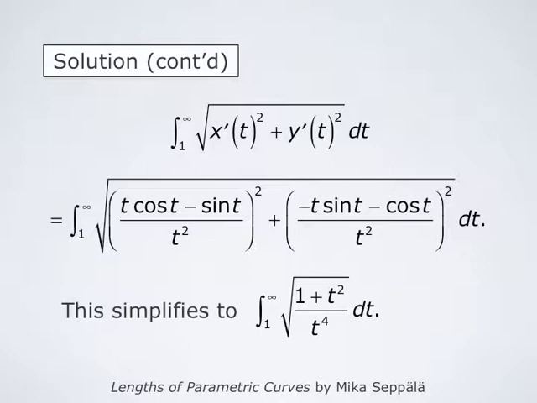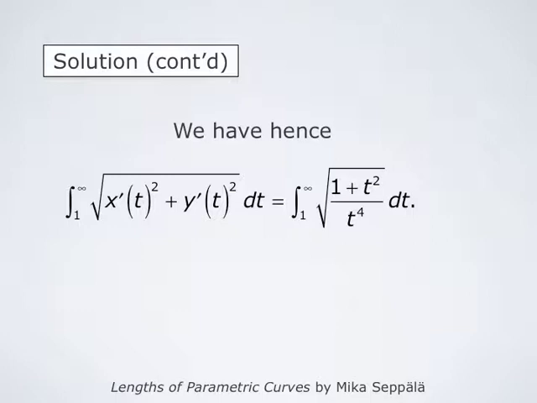Now, does this converge or not? We have to solve that by estimating this integral using the comparison theorem. Now, 1 plus t squared is of course greater than just t squared. So 1 plus t squared divided by t to the fourth is certainly greater than t squared divided by t to the fourth. But t squared divided by t to the fourth is just 1 divided by t squared. And square root of that is just 1 divided by t. So we conclude that square root of 1 plus t squared divided by t to the fourth is greater than 1 divided by t.